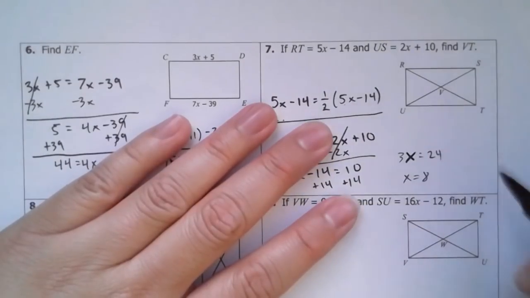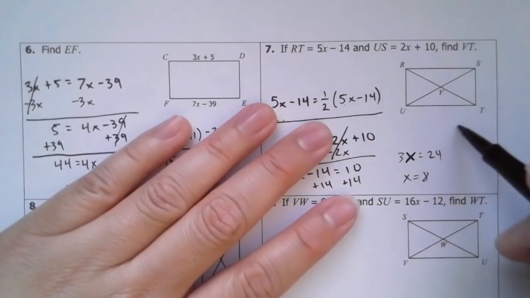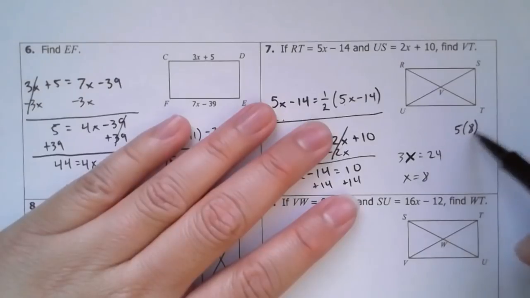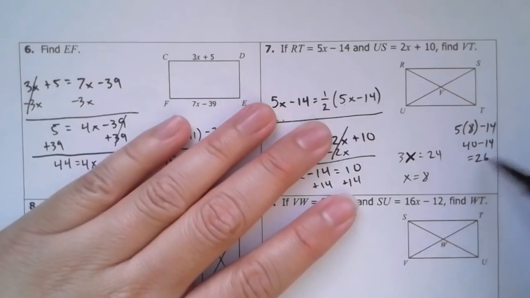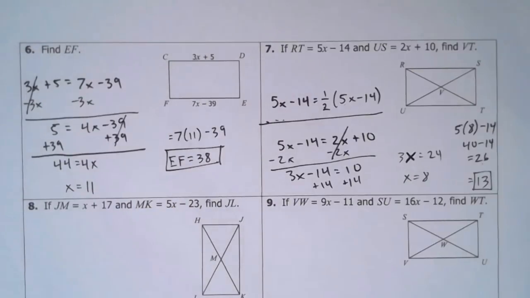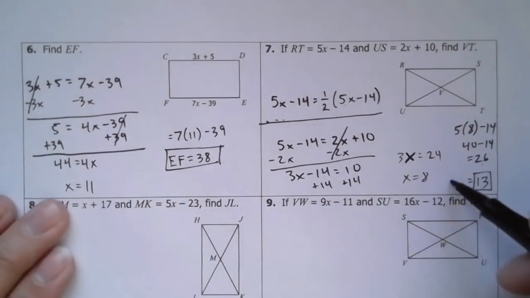RT is equal to 5 times 8 minus 14. I get 40 minus 14, and that's equal to 26. But this is the entire thing. VT is half the diagonal, so divide this by 2, and I get 13. That would be my final answer. This is VT.